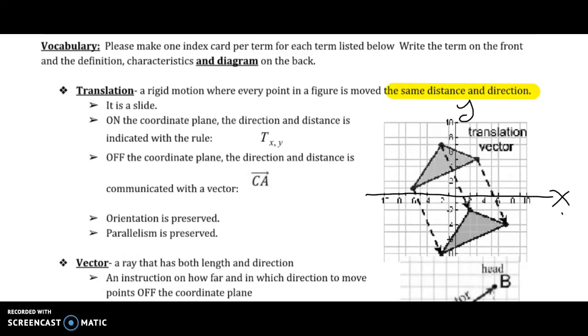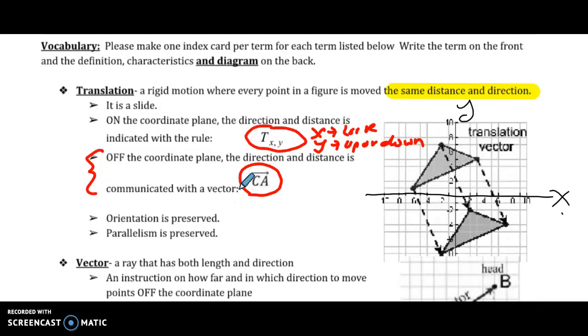And on the coordinate plane, the rule that you will see to describe the translation looks like this: capital T with subscripts x, comma, y. The x indicates whether to move left or right, and the y indicates whether to move up or down. If we are off the coordinate plane, we're going to focus more on that in our next lesson, but I do want that on your same vocabulary card. The direction and distance that is communicated to us is through a vector, and we'll discuss what a vector is below. So a translation preserves orientation.